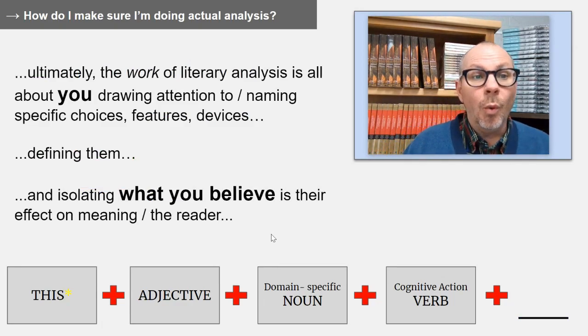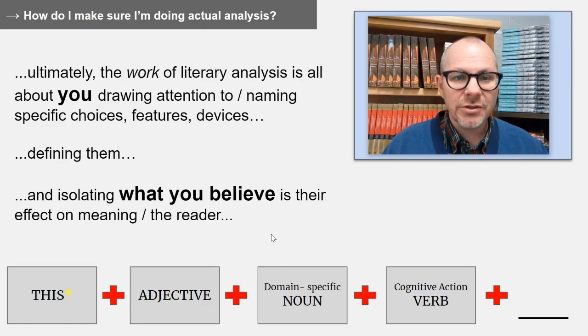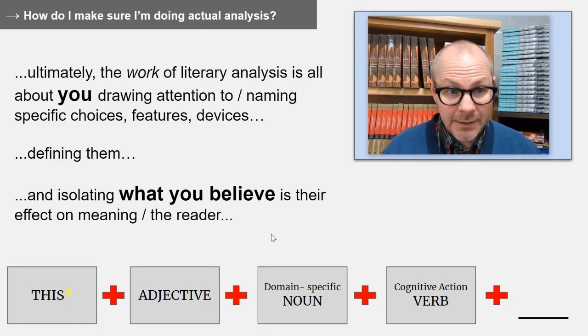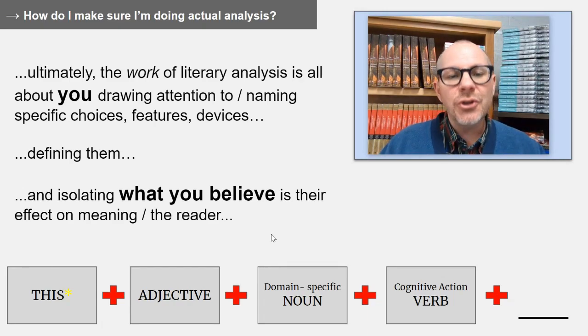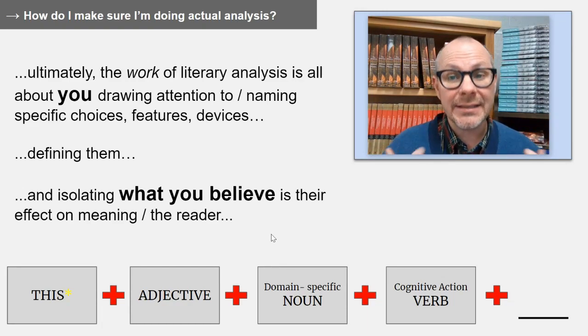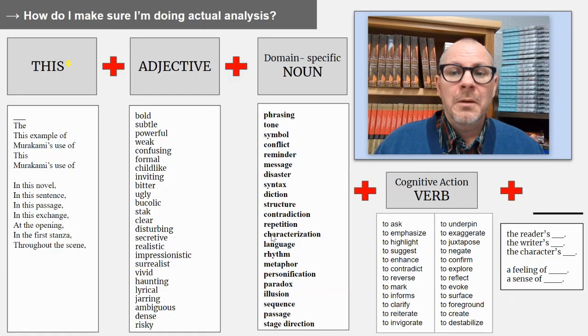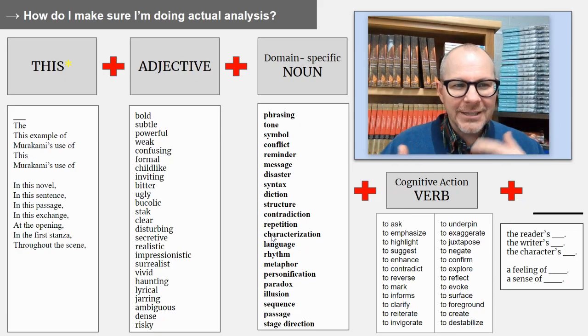And so ultimately, the work of literary analysis is all about you drawing attention to, naming specific choices, features, and devices, defining them, and isolating what you believe is their effect or meaning on the reader. At least that's how I see it. And I think that's how it becomes most interesting for you, maybe for your reader too. Here's a long list. A lot to take in here. A lot to take in. I'll go over it one at a time.